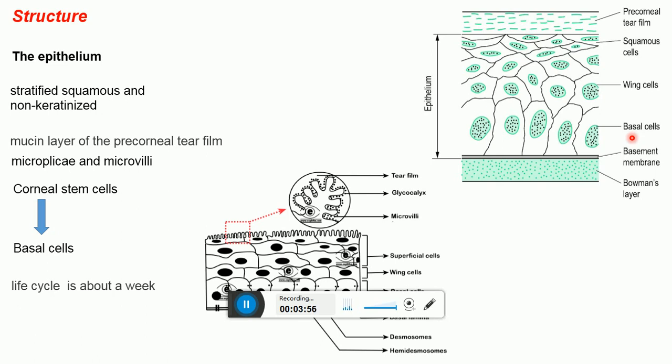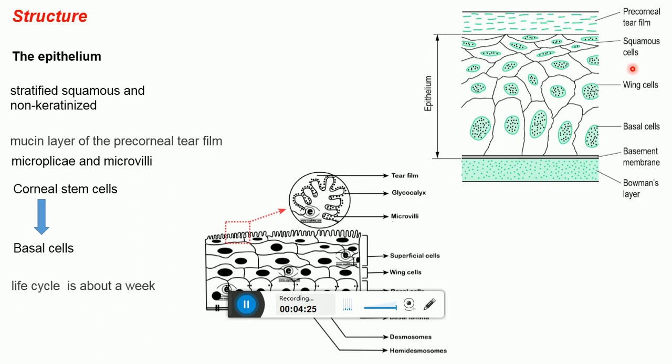Among these three, the basal cells are the only ones capable of mitosis. New cells formed are pushed anteriorly and change their shape, thereby transforming into wing cells. The cells continue to move anteriorly. Finally, they become superficial cells, after which they disintegrate and lose their attachments. The desmosomes are broken or dissolved and the cells are shed into the tear film.